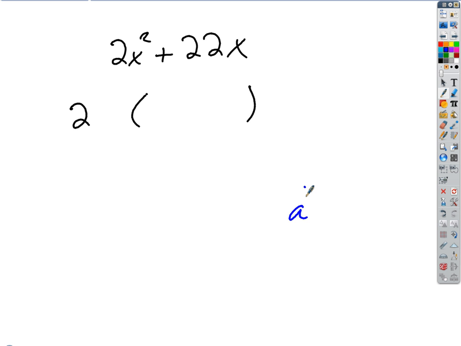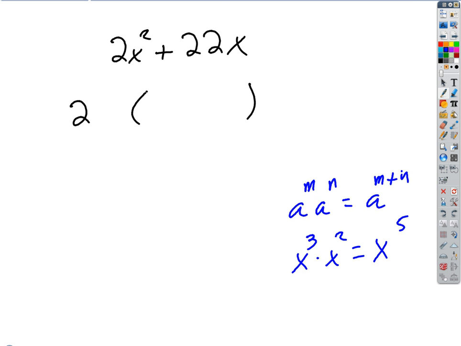a to the m times a to the n equals what? What happens if I multiply like bases? What do I do to the exponents if I multiply like bases? Add them together. Yeah, if you multiply like bases, you add the exponents, right? So that would be a to the m plus n. So for example, x cubed times x squared is x to the fifth, right?